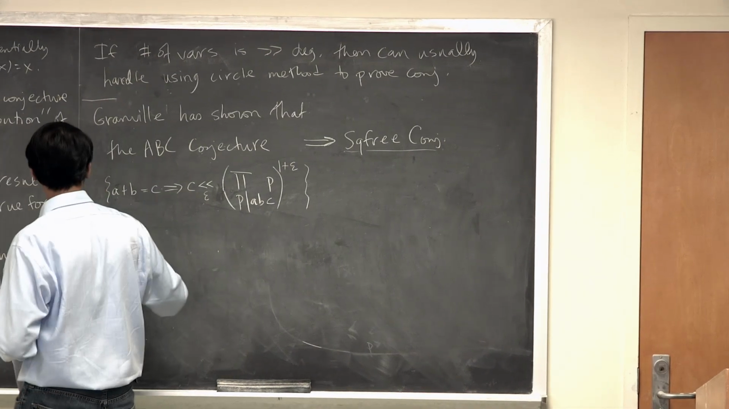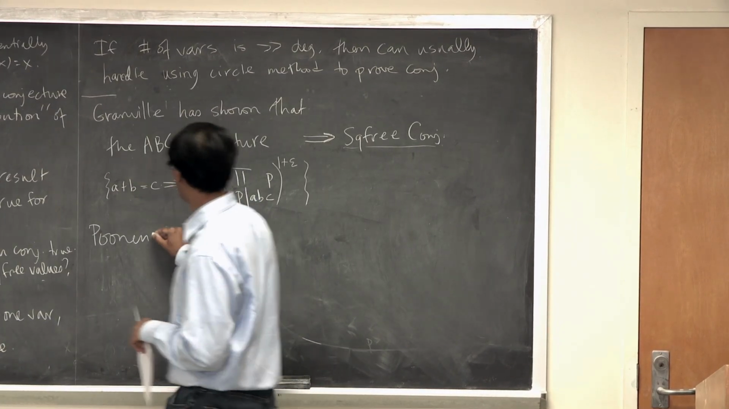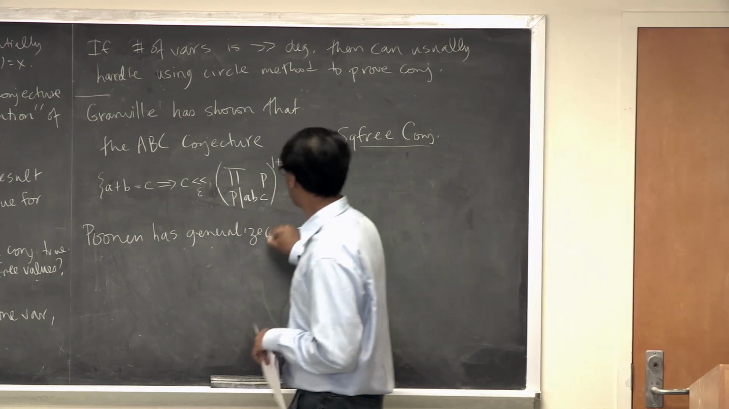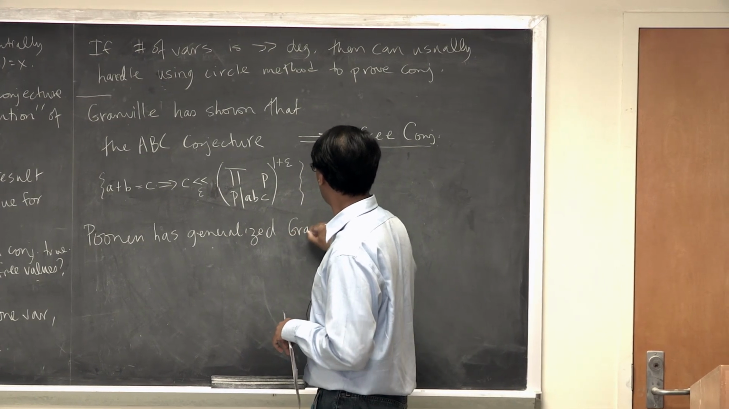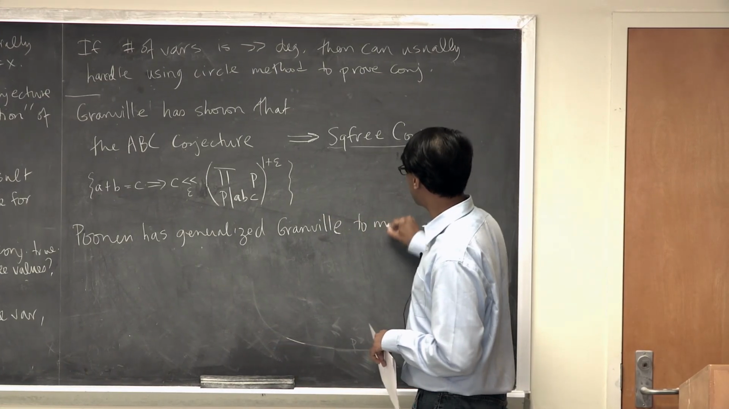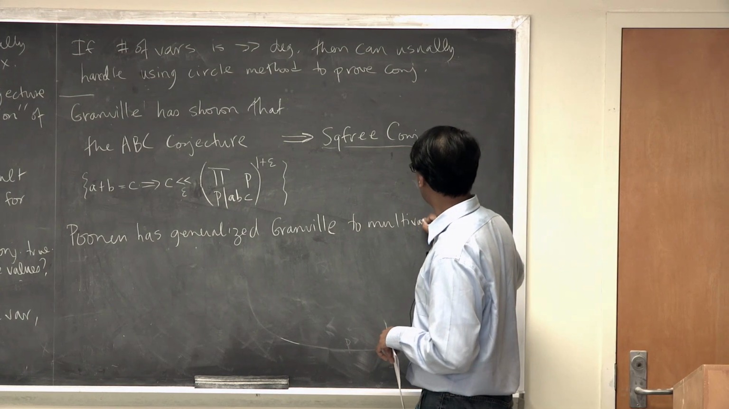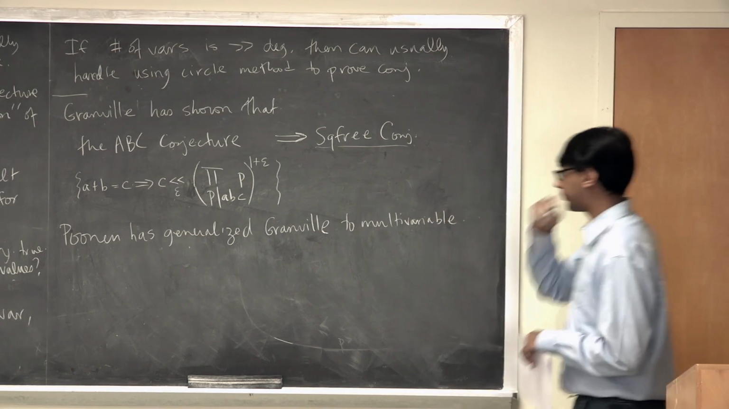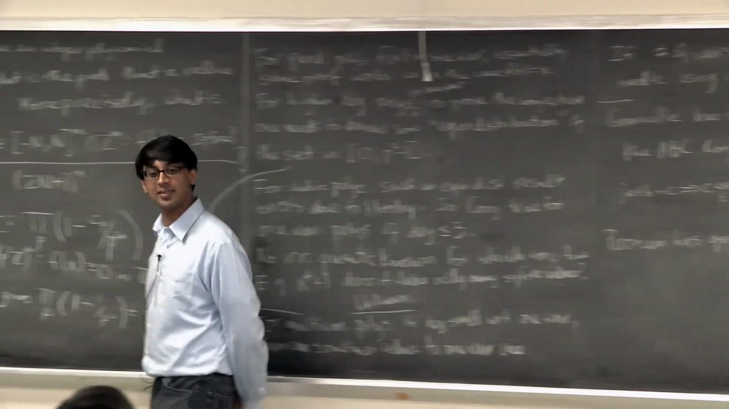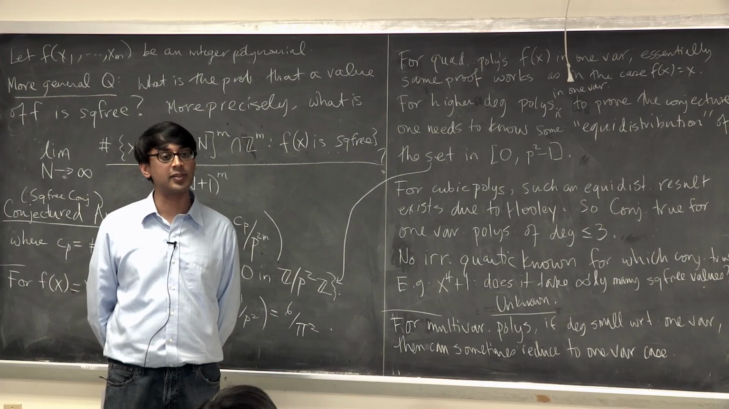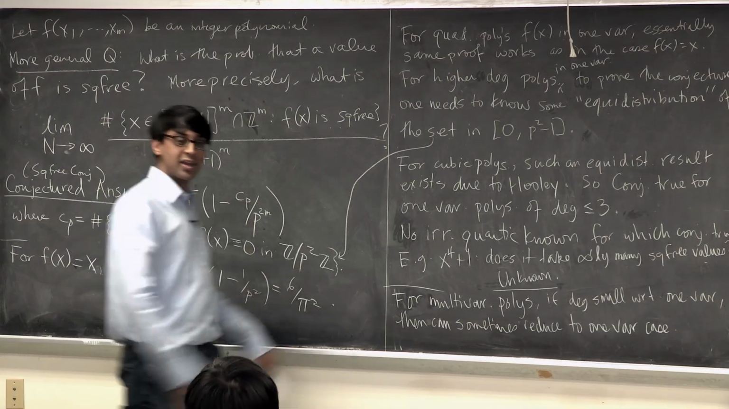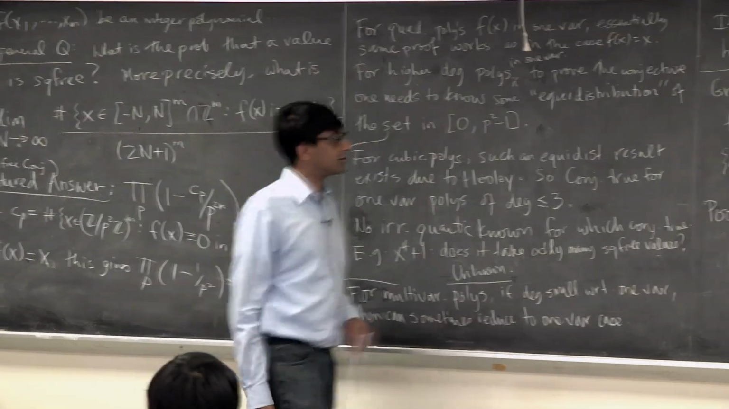And I should note that Poonen has generalized Granville's result. So still assuming the ABC conjecture, he generalized Granville to multivariable polynomials. Does Granville need the ABC conjecture over every number field, or just over the rationals? It depends on which form. Let's see. He does. Yeah, in the paper he does state it over every number field for some reason. I'm trying to remember if it's used. I think for this particular problem, you don't need it. But in general, you have to go over the splitting fields.